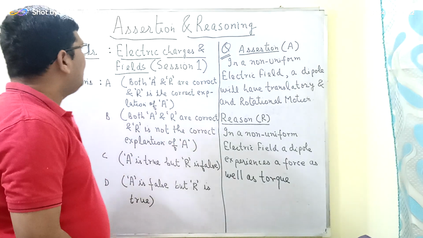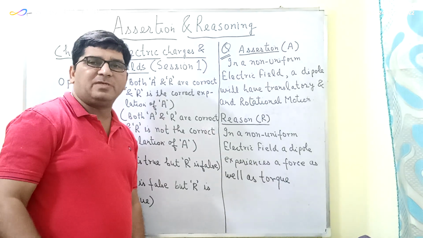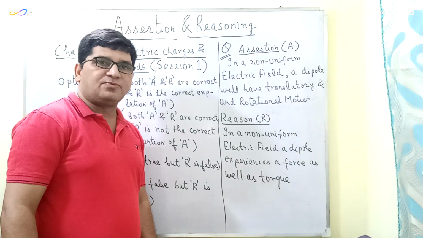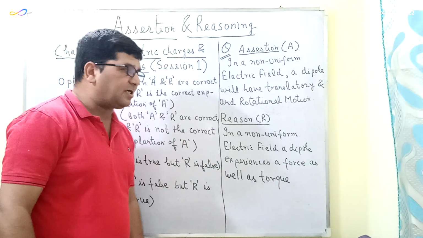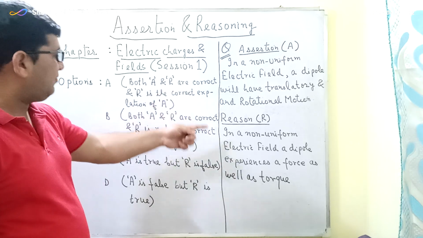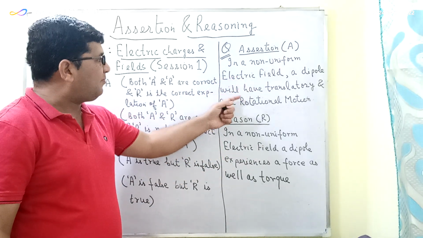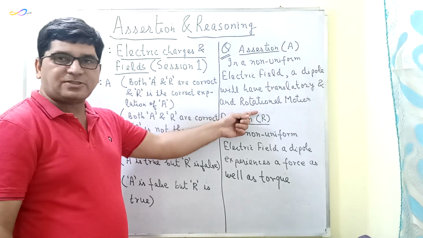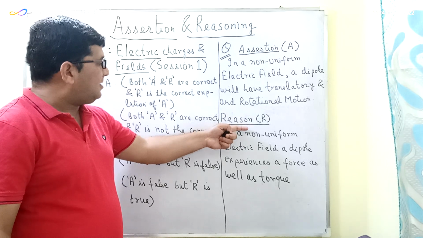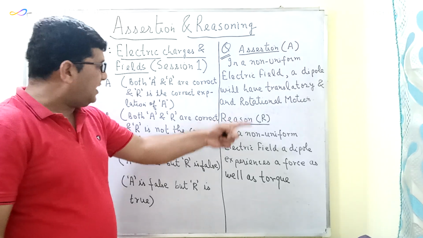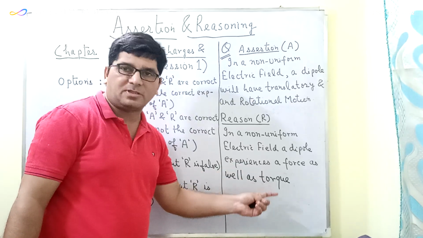So this is the first session from the chapter of electric charges and fields. I will be trying to cover near about 25 questions in such a way that all the topics pertaining to this chapter are covered. In the first session, I have taken this question which is written on this board. In a non-uniform electric field, a dipole will have translatory and rotational motion. This is the assertion, and the reasoning is that in a non-uniform electric field, a dipole experiences a force as well as a torque.